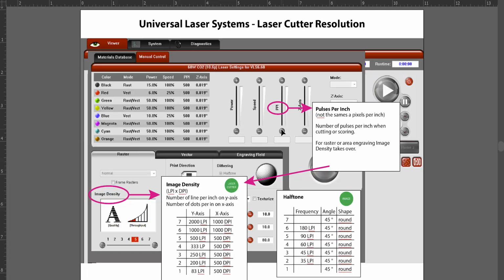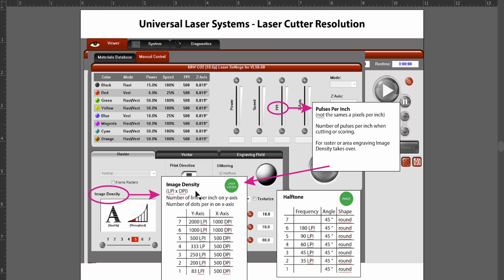When it comes to raster or area engraving, image density takes over. So I know that there are some people who lowered that pulses per inch and felt that they ended up with an image that was less dense. I'm not going to doubt that you experienced that, but technically pulses per inch shouldn't have been working for you. Really, it's image density that is changing the density of engraved images. So image density affects the resolution of the laser cutter.